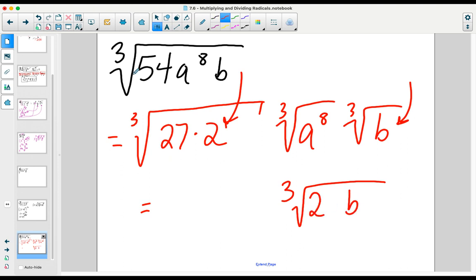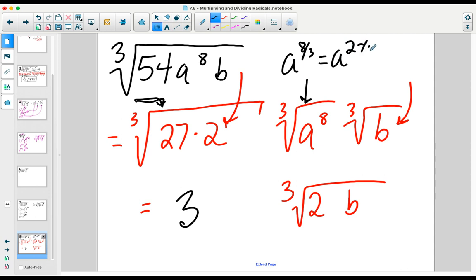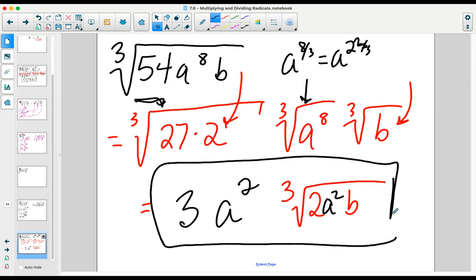I take the cube root of the 27, which is 3, so I know that's going to be out here. I look at what's happening right here. This is a to the 8/3, which is a to the 2 2/3. So that means I'm going to have 2 a's out here and 2 leftover a's in there. And this is my simplified form.